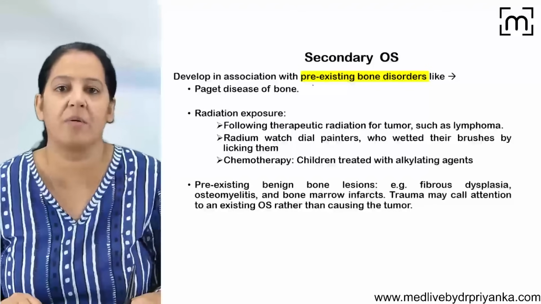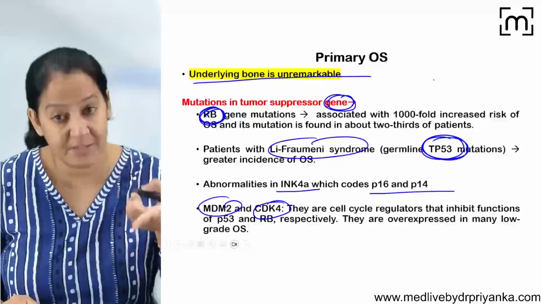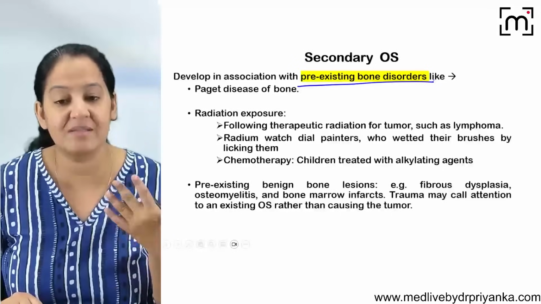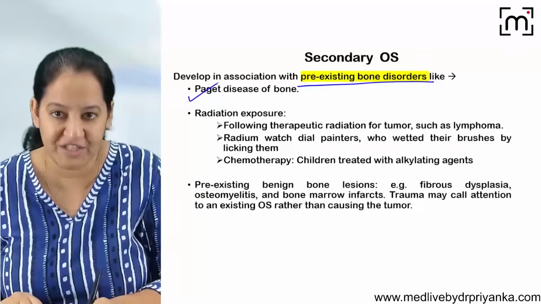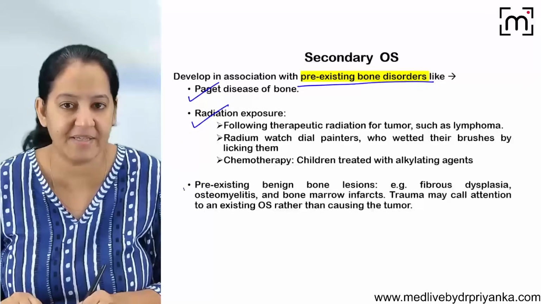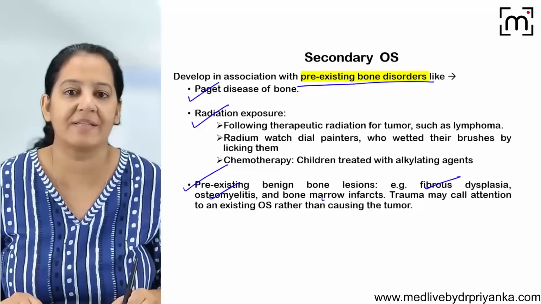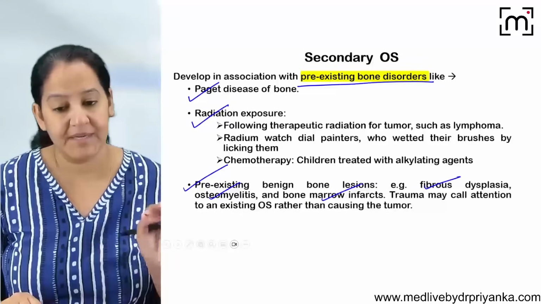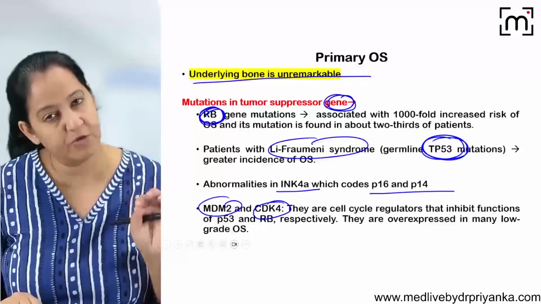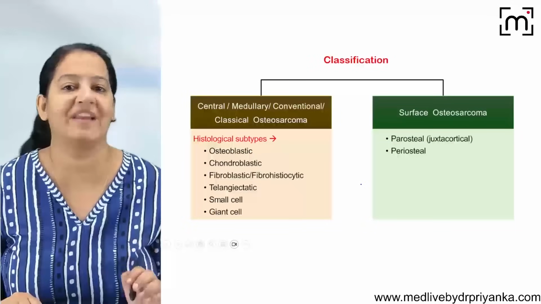In secondary osteosarcoma, pre-existing bone disorders are there. In the primary one, the bone was healthy and it is due to the mutation in the gene. But in secondary, there is a pre-existing disorder in the bone. Maybe there is Paget disease of the bone, or some radiation exposure to the bone, or pre-existing benign bony lesions like fibrous dysplasia, osteomyelitis, bone marrow infarcts, like that. So in primary, the bone is unremarkable but there is mutation in the genes. In secondary, there are pre-existing bony lesions.